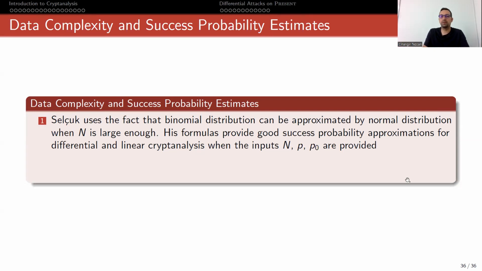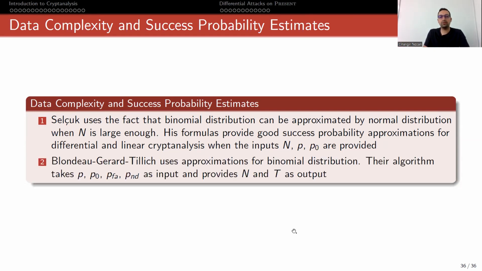Or you can look at the Blondeau-Gérard-Tillich paper, which uses approximations for the binomial distribution. Their algorithm takes as inputs P, P0, the probability of false alarm, and the probability of non-detection, and provides you n, the number of trials you need to perform, and the threshold t, which you use to distinguish the results. So instead of calculating everything again and again, you can simply use these estimates and obtain the results.